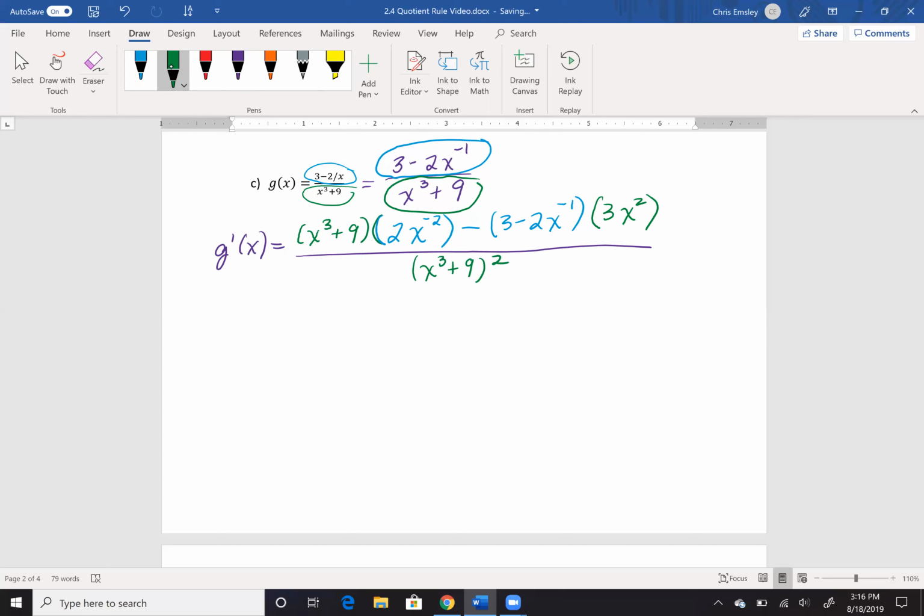Okay, then we have to do some simplifying again. We'll distribute up here at the front, so we get 2 times, remember x cubed times x to the negative 2, we add those exponents, so that ends up just being 2x plus 18x to the negative 2. Watch your minus sign there when we distribute. So we're really distributing a negative 3x squared. So we get minus 9x squared plus 6x. Again, adding those exponents, negative 1 plus 2.